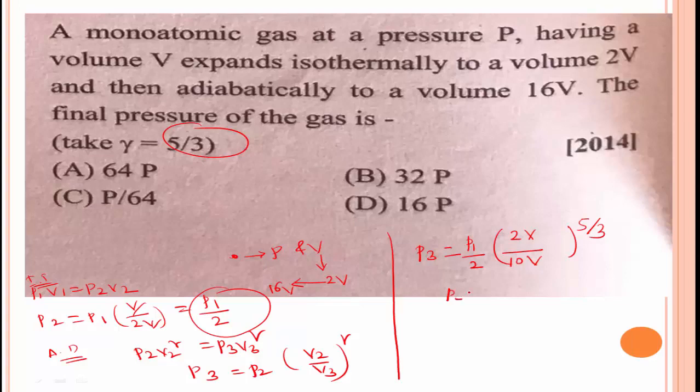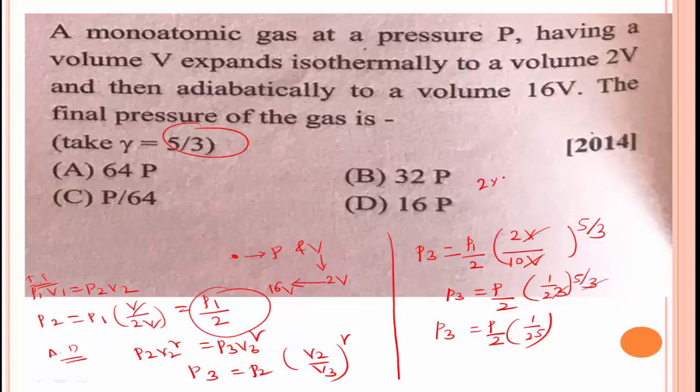Therefore P3 is equal to P by 2, and the V gets cancelled. 2 by 16 is 1 divided by 8, or 1 divided by 2 to the power of 3, whole to the power of 5 divided by 3. The 3 and 3 get cancelled. Therefore P3 is equal to P divided by 2 into 1 divided by 2 to the power of 5.